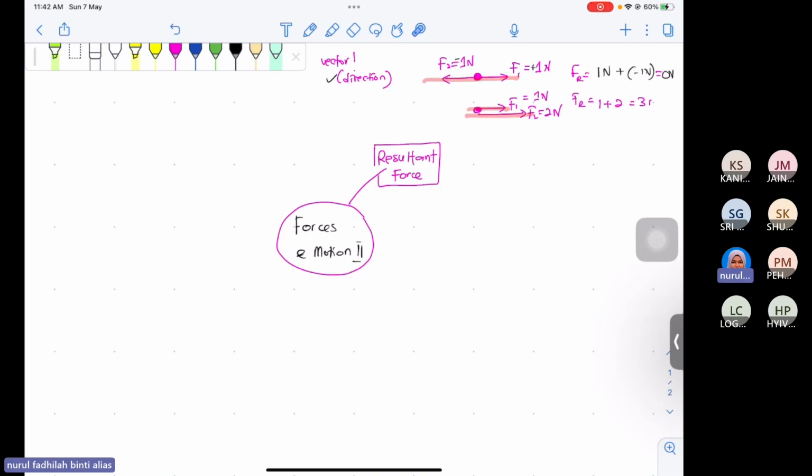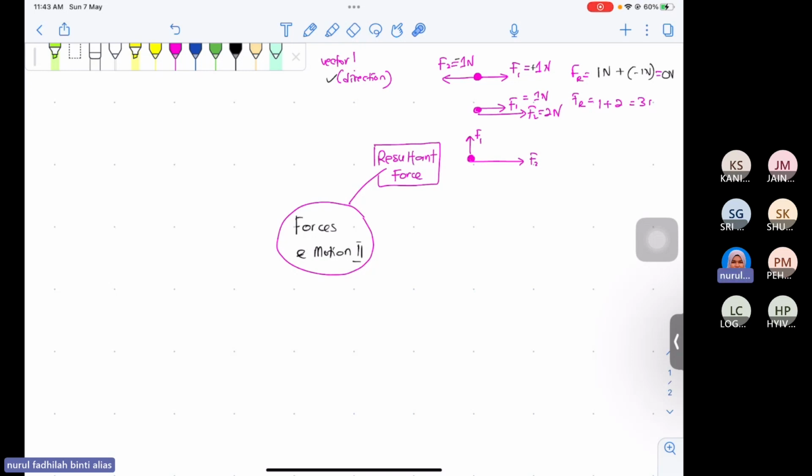Okay. Now, what happens if, let's say this is an object. Force 1 is vertical like this and force 2 is horizontal. Can we simply add them like this? The answer is no, we cannot. So you have to use a special method. There are three methods.